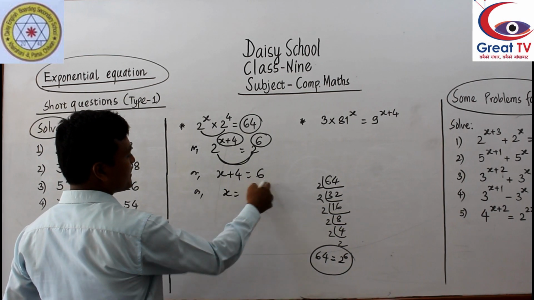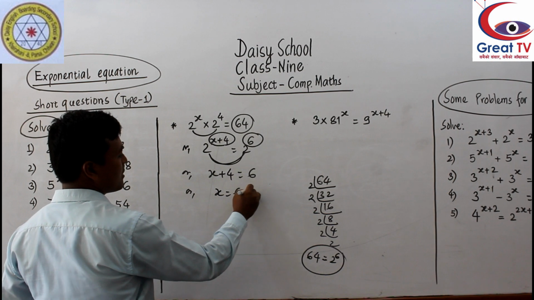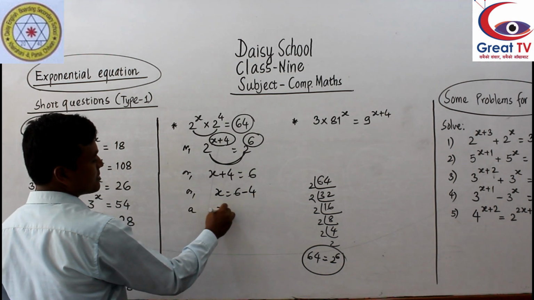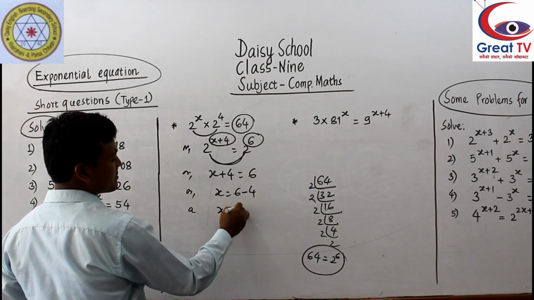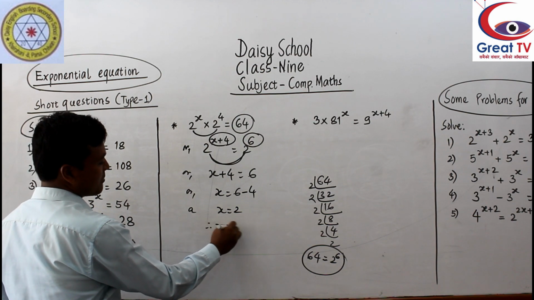x equals 6 minus 4. 4 goes to the other side, minus 4. So x equals 6 minus 4, which gives 2. Therefore, the value of x is 2.